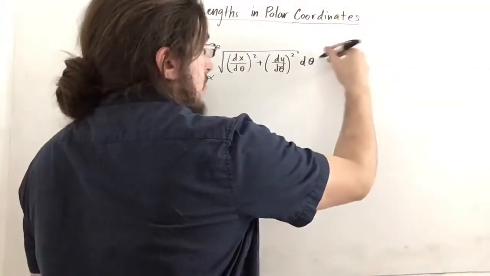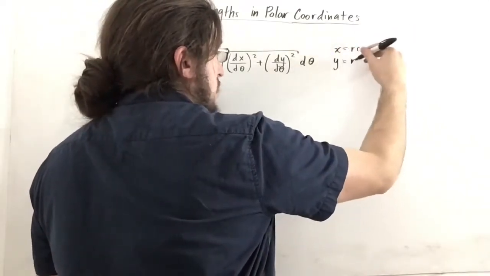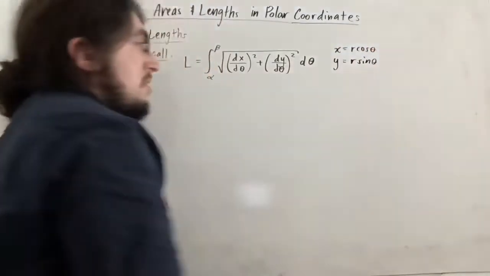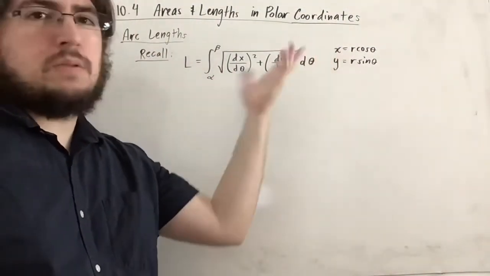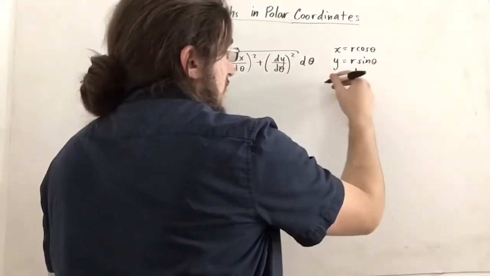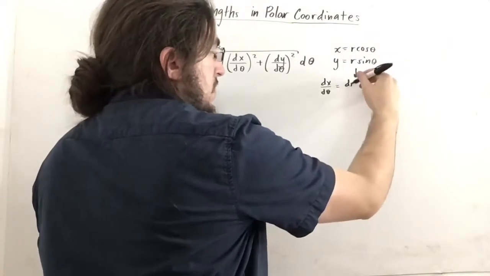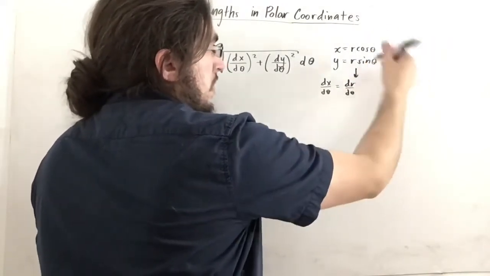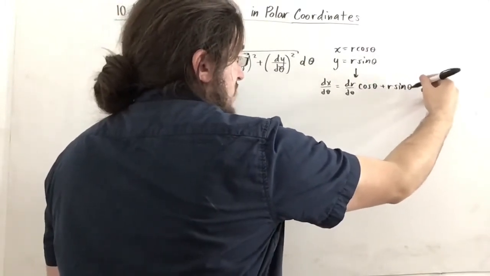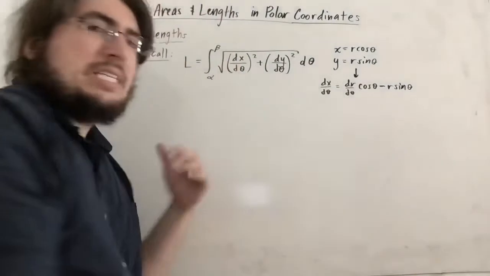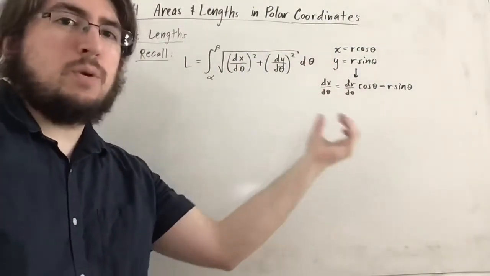So remember that here our x is equal to r cosine theta and our y is equal to r sine theta. Now the only real problem is that we need their derivatives, and we can find them, but you need the product rule for each of them. So if you take dx d theta, it's going to be dr d theta times cosine of theta plus r times negative sine of theta. And again, that's because of the product rule: derivative of the first, regular of the second, plus regular of the first times derivative of the second.